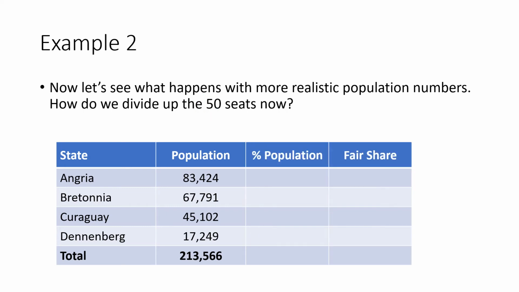So we're going to work this out in the same way that we did the previous example. We're going to start by figuring out the percentage population. For example, for state A, the percentage population is the population of that state, which is 83,424, divided by the total population, which this time is 213,566. So I'm going to grab my calculator and type this in.